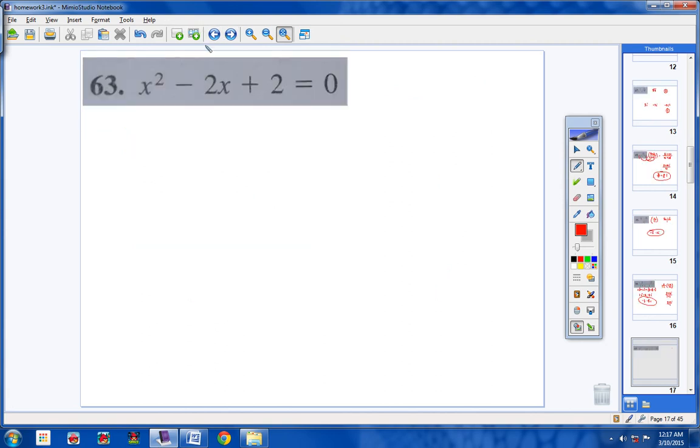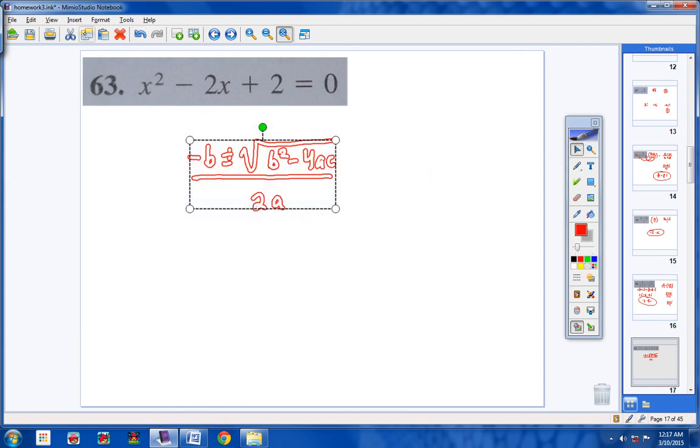Moving on to number 63. Now in number 63 through, let me look at my book here, 71, they want us to use the quadratic formula to solve. The reason they want us to do that is they want us to see what to do when we get negative radicands, I'm pretty sure. So here's the quadratic formula, in case you've forgotten that. Negative b plus or minus the square root of b squared minus 4ac all over 2a. All right, so there is the quadratic formula.